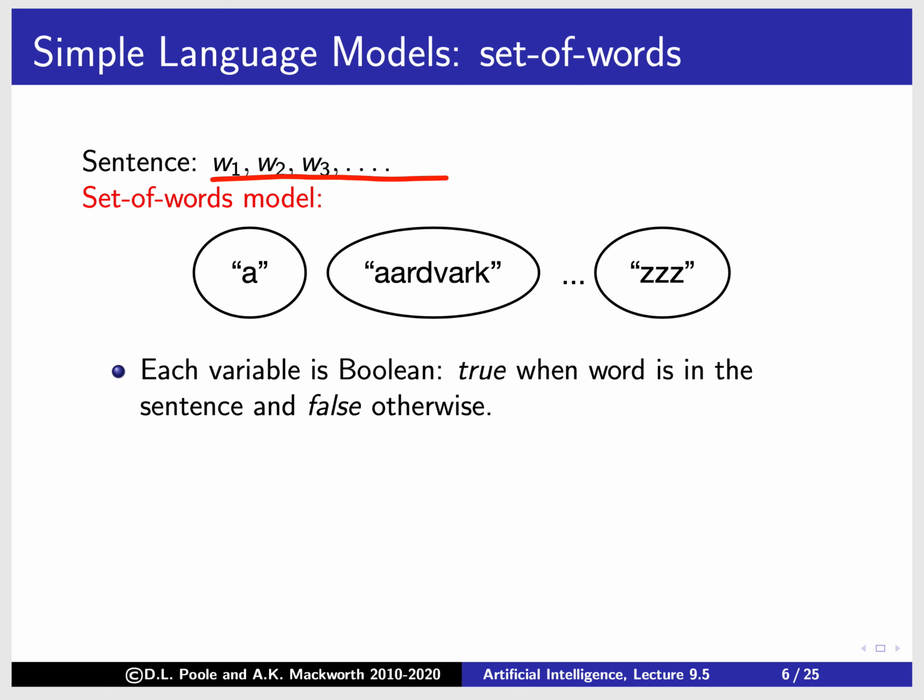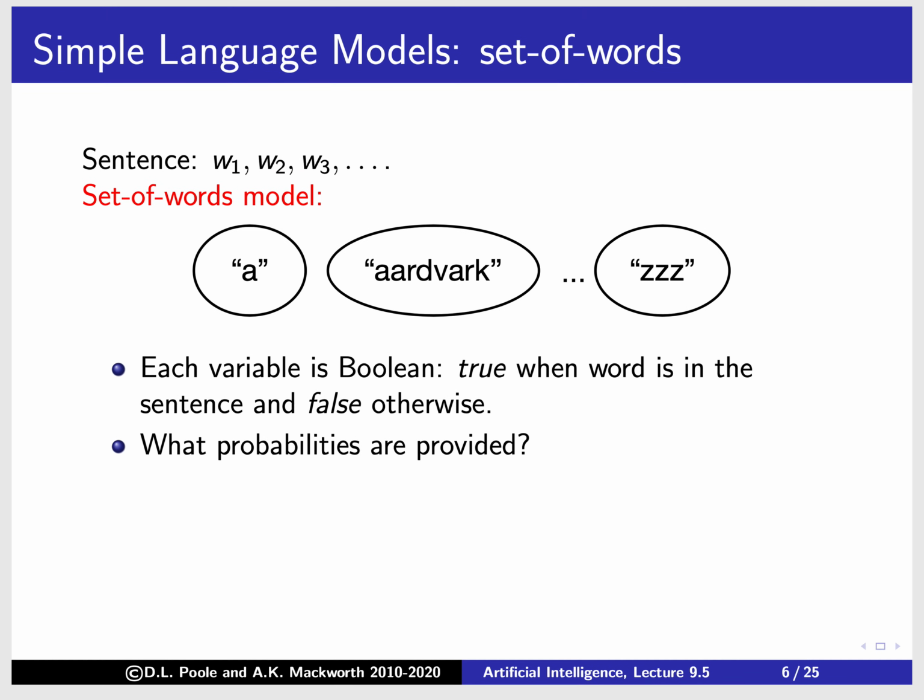We can read from there that there's a probability distribution over each of these words. There's a probability for each word, and they're all independent of each other. That's what this says. If you think about what probabilities are provided in here, there are no arcs, and that's a big hint. Just by reading this network, you should be able to tell what probabilities are provided.